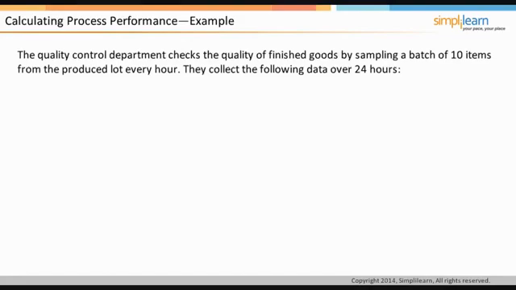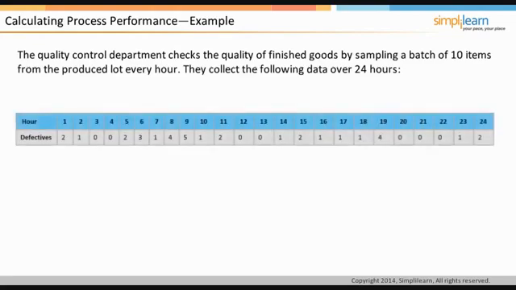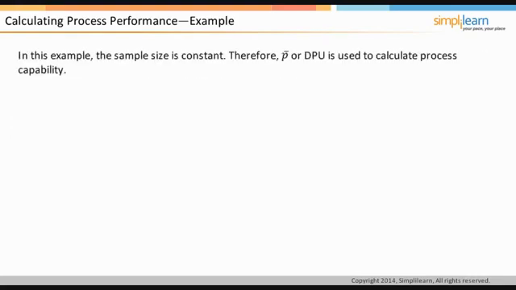In this example, the Quality Control Department checks the quality of finished goods by sampling a batch of 10 items from the produced lot every hour. The data is collected over 24 hours. The table displays the data for the number of defectives for the sampling period. If items are consistently found to be outside the control limits on any given day, the production process is stopped for the next day. Let us now interpret the results of the sampling.